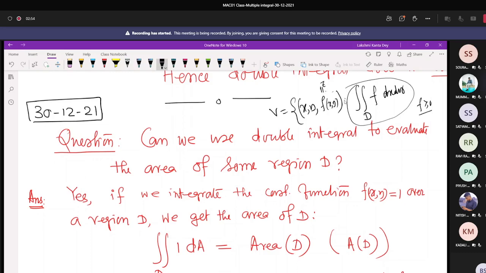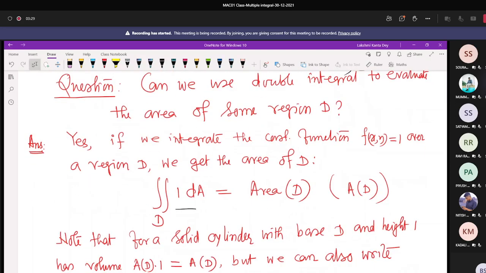Whenever (x, y) belongs to D, this three-dimensional region comes out. As the function is non-negative, naturally its graph lies above the xy plane. Its volume is represented by the double integration. Now if the function is the constant function, ultimately we get the integral of 1 dA, where dA means dx dy. It is like the area of D. Sometimes we call it A(D), meaning area of D.